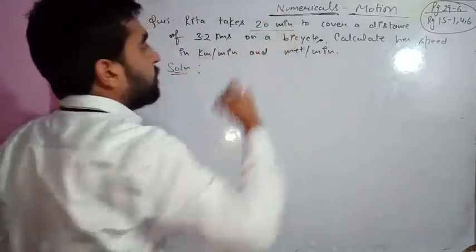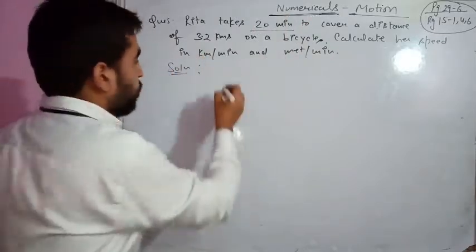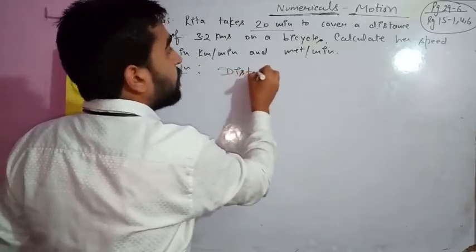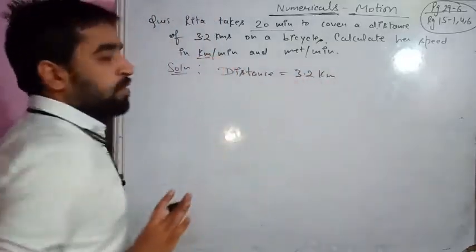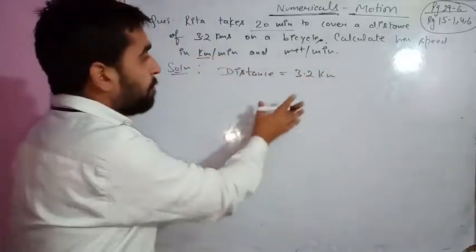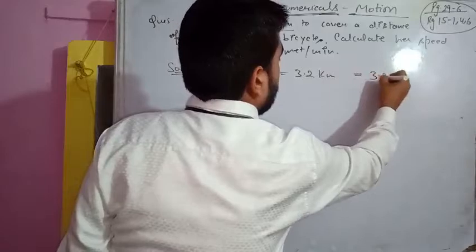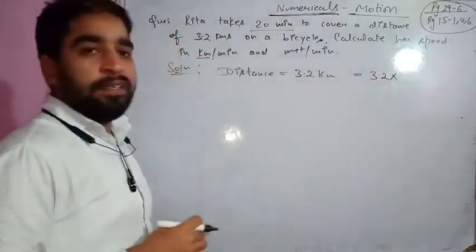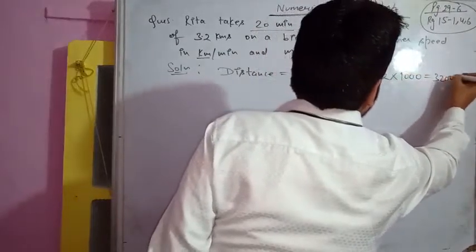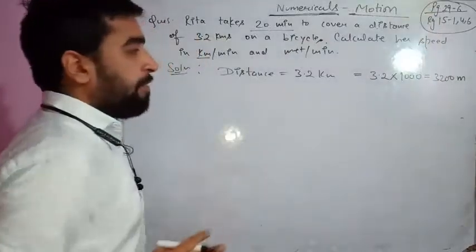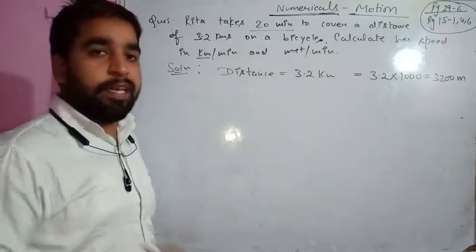Time is given to us, that is 20 minutes, and distance is given to us, that is 3.2 kilometers. So let us write what is given. Distance is 3.2 kilometers. They are asking the answer in kilometer as well. If this will be required in meter, then for alternative I am writing 1 kilometer is equal to 1000 meter. So 3.2 kilometer is equal to 3.2 into 1000, that will be 3200 meter. If meter is required, we will take the data in meter. If kilometer is required, we will take the data in kilometer.